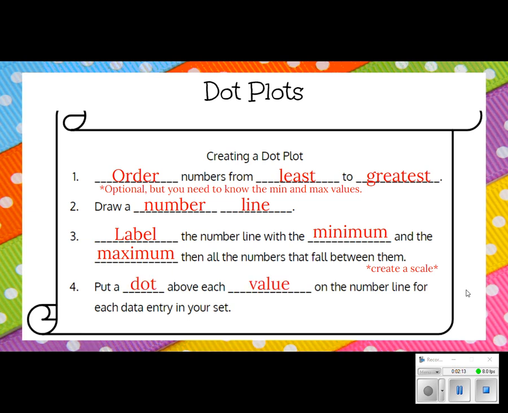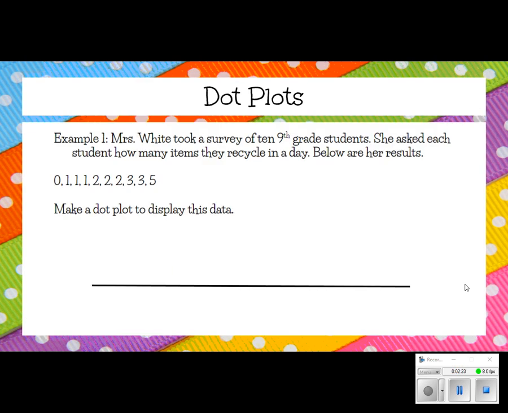You're going to put a dot above each value on the number line for each data entry in your set. And you want to stack these as vertically as possible. All right, so here we go. We've got an example. Mrs. White took a survey of 10 ninth grade students. She asked each student how many items they recycle in a day. Below are her results. So we have 10 numbers, and we're going to make a dot plot to display this data. So we have from 0 to 5.